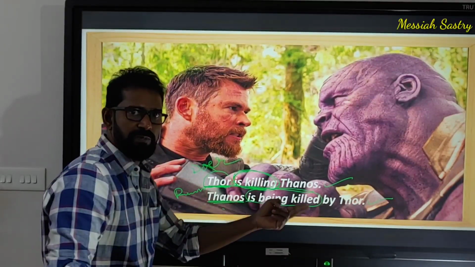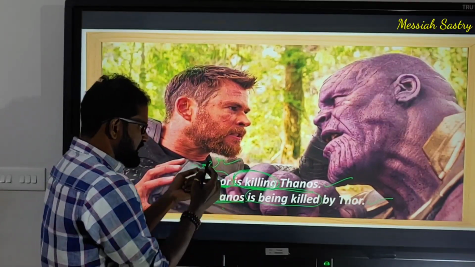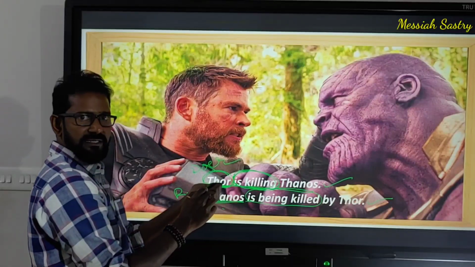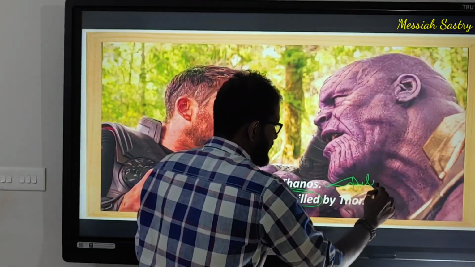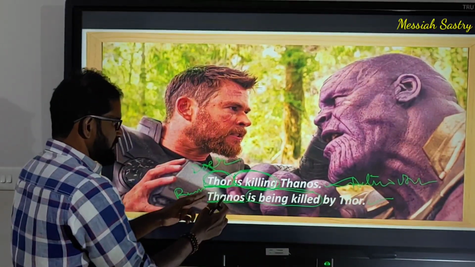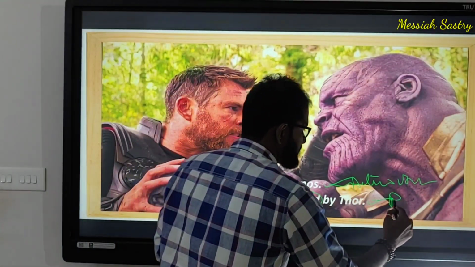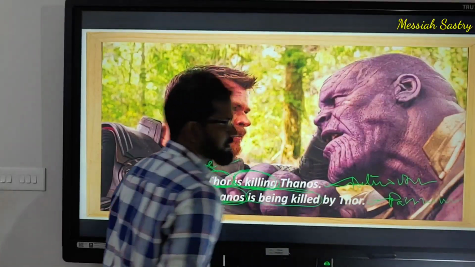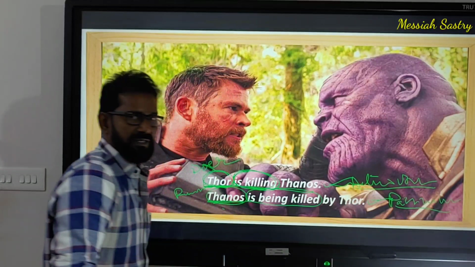So you have two possible ways to express an action. Suppose the doer is the subject, then we call it active voice. When the receiver is the subject, we call it passive voice. So there are two ways the action can be expressed.